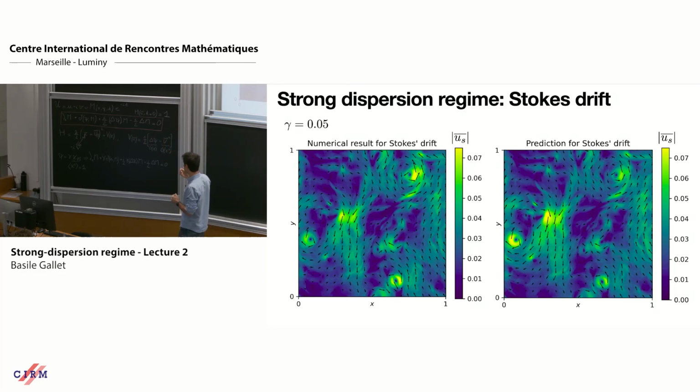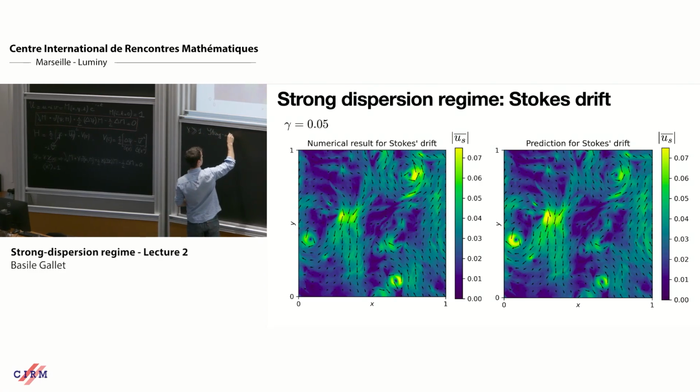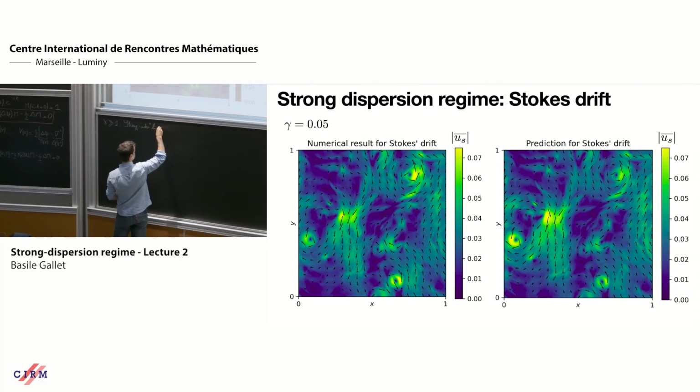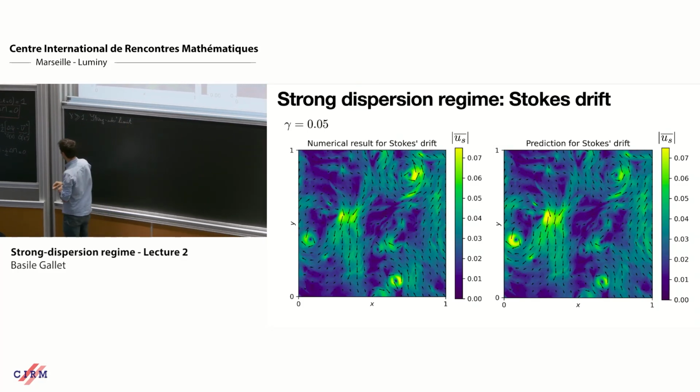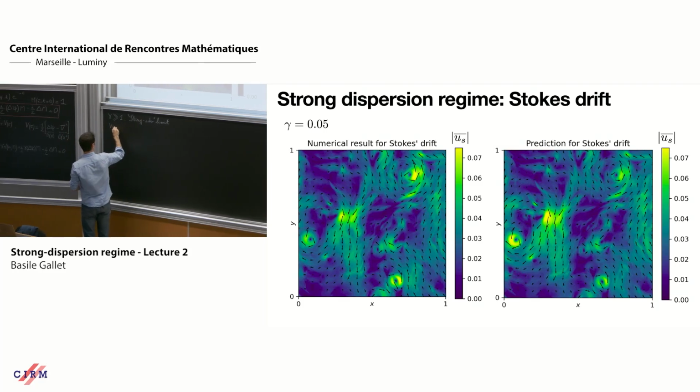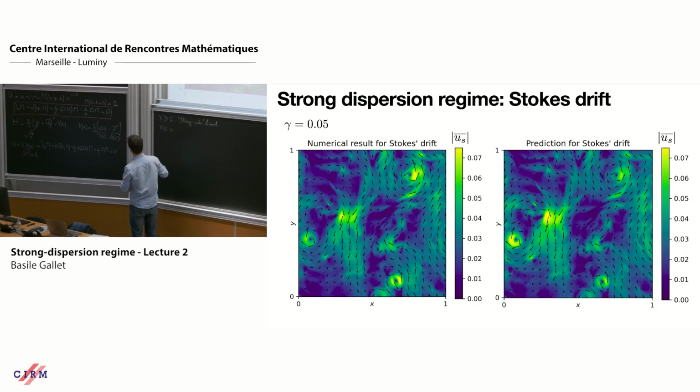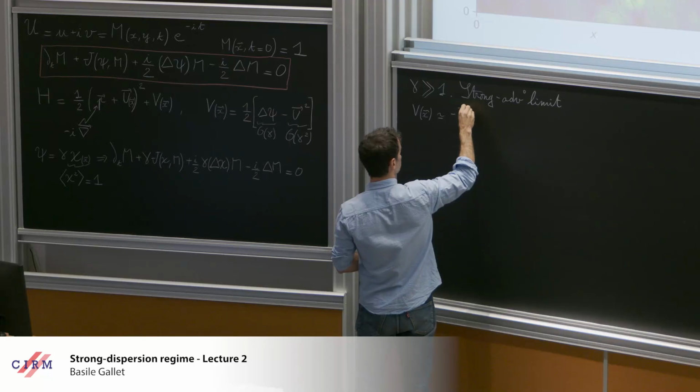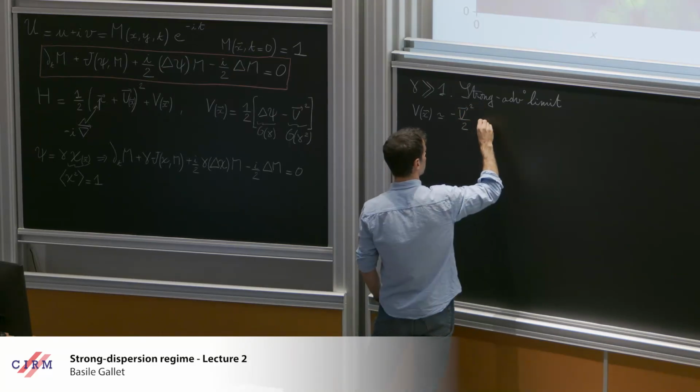if you think this behaves maybe somewhat like a passive scalar. Okay, and so in this limit also, this potential will be very different, because now we're considering gamma much greater than 1, so this would be the strong advection limit. And now the potential V is dominated by this term. So V of x is approximately minus u squared over 2.